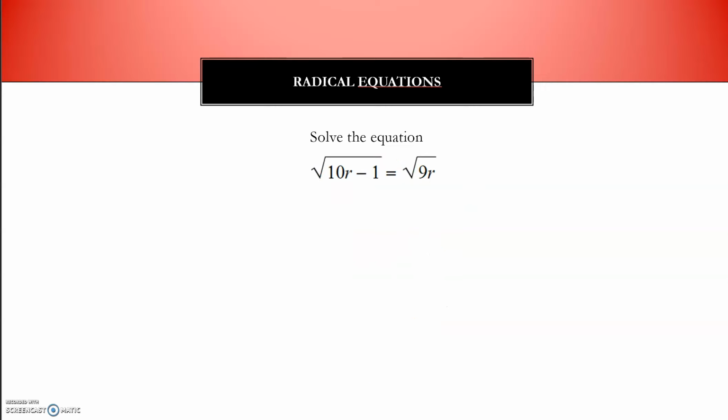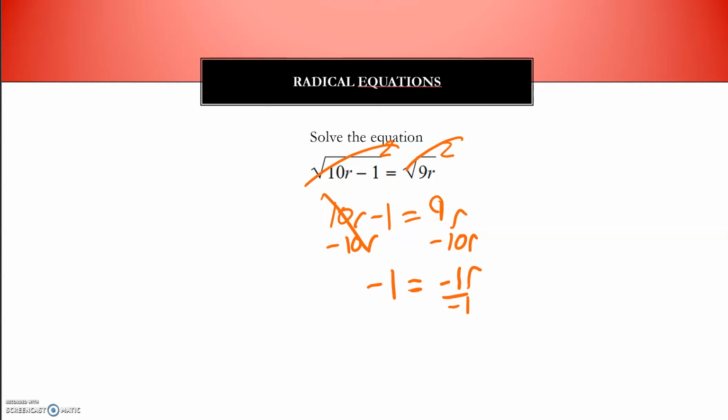Alright, this one is a little bit different because we have a radical on both sides. The nice thing here is because the entirety of both sides of this equation are underneath the radical, we still can just square, right? Because technically the radicals are alone on the side of the equal side that they're on. And the nice thing is that just goes away, and we're left with the terms underneath, which we would solve the same way we always do. So I would get negative 1 equals negative 1r. Divide both sides by negative 1, and I get r equals 1.